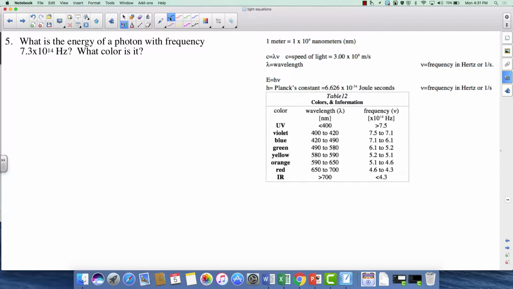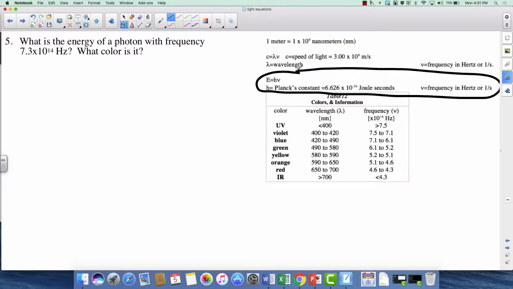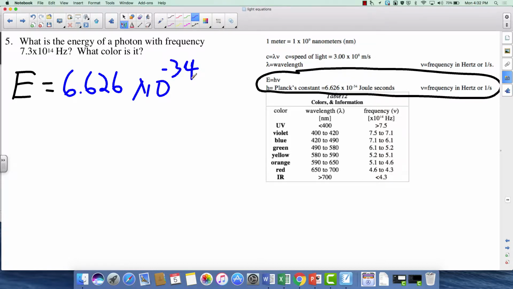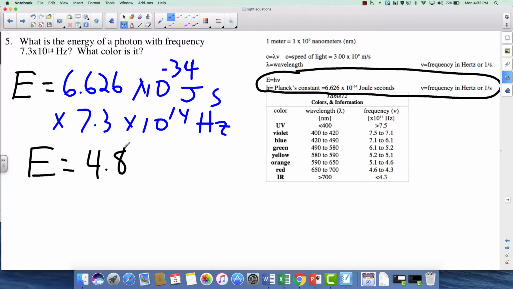What is the energy of a photon with frequency? We're no longer concerned with wavelength, we're looking for energy, which is going to be this equation right here. The energy of light is going to be equal to Planck's constant, 6.626 times 10 to the negative 34th joule seconds. And we would multiply that by the frequency, which is given to us as 7.3 times 10 to the 14th hertz. That gives us an energy of 4.8 times 10 to the negative 19th joules.